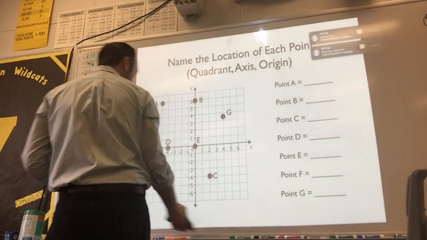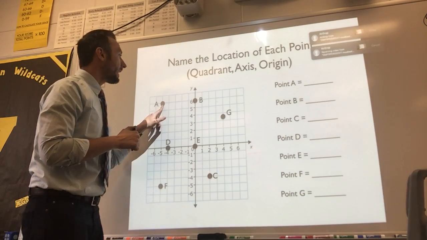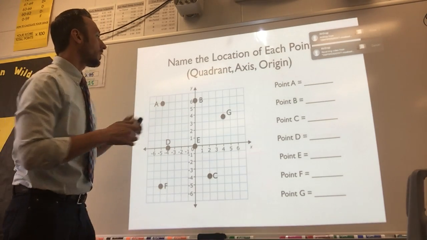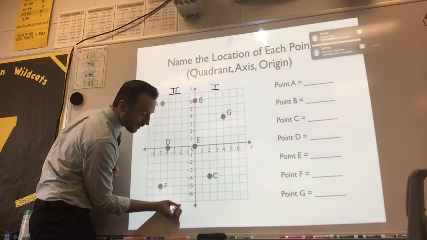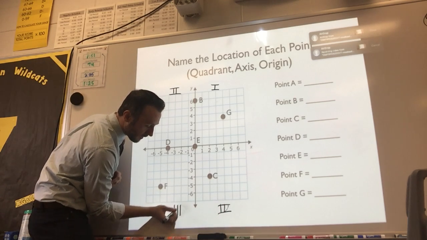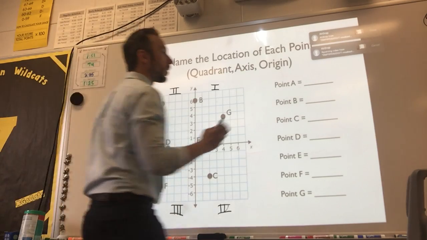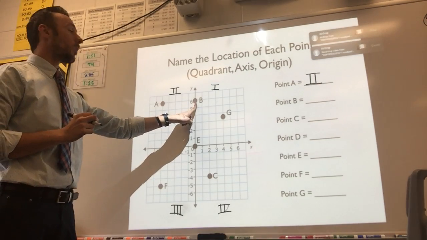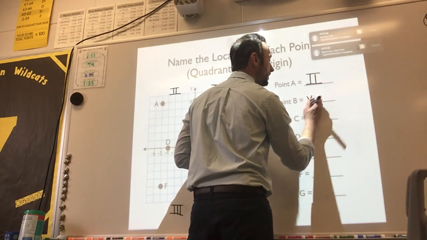Okay, next slide. We now have to locate these points and identify where they're at. So point A is right here. And if you look at the directions, it says use quadrant, axis, or origin. So where is point A? Well, this would be quadrant 1, quadrant 2, quadrant 3, and quadrant 4. So point A would be in quadrant 2. Point B is actually not in a quadrant, it's on a line, and since it's on the vertical line, that would be on the y-axis.